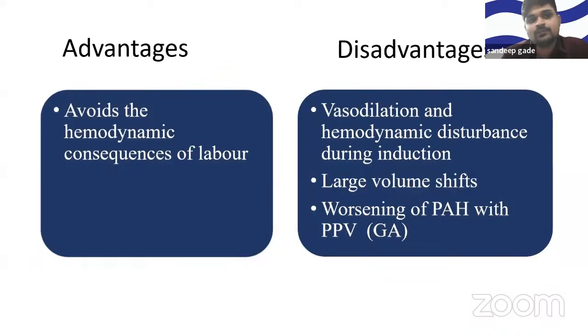The advantages of cesarean section are that it avoids the hemodynamic consequences of labor, but the disadvantages are vasodilatation and hemodynamic disturbances that can occur during the induction of anesthesia. Cesarean section is associated with large volume shifts, and maintenance of perfusion pressures in such cases could be detrimental. And there is worsening of pulmonary artery hypertension with positive pressure ventilation when the patient is under general anesthesia.